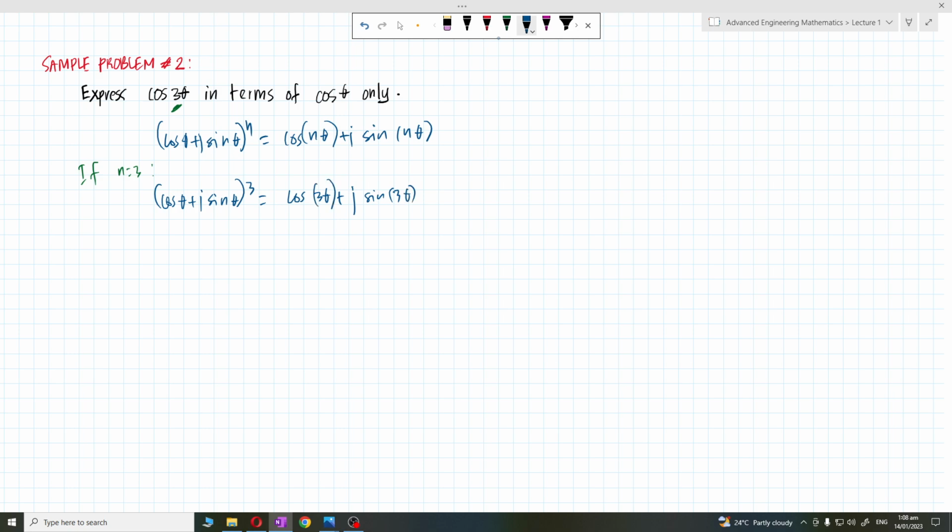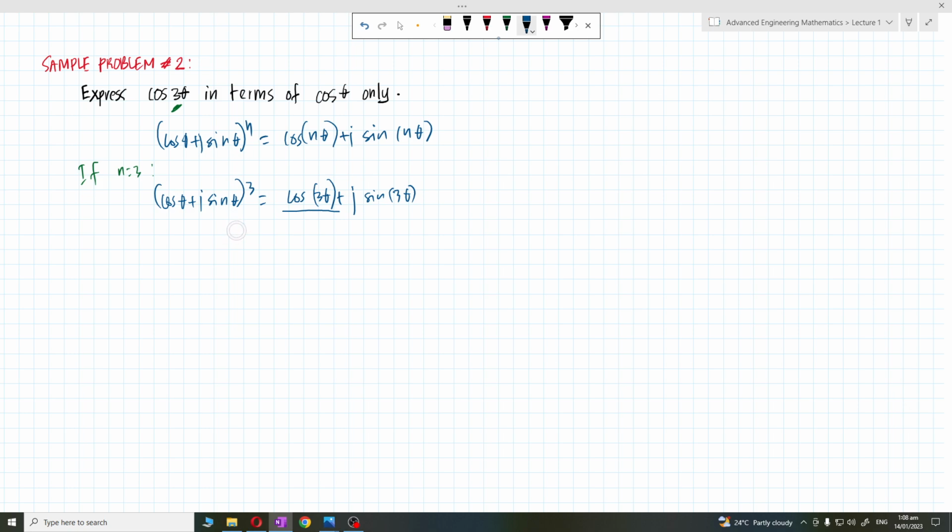Now, since we have here an equation, the trick is to equate the real part of the left side to the real part of the right side, since what is required here is cosine 3 theta. And cosine 3 theta is the real part of the right side. So, obviously, the expression for cosine 3 theta is also the real part of the expansion of the left side.